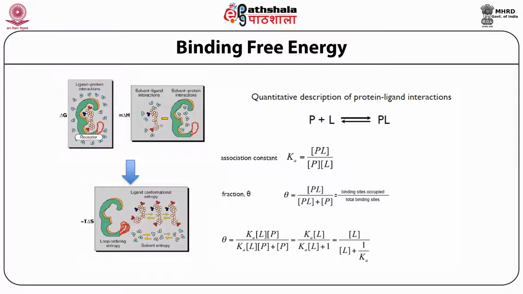The fraction of the ligand bound and unbound can be further explained in terms of theta, which equals PL divided by PL plus P, meaning the binding sites occupied divided by the total binding sites. After rearranging this equation, you get the value of theta as the ligand concentration divided by the ligand concentration plus 1 by Ka.